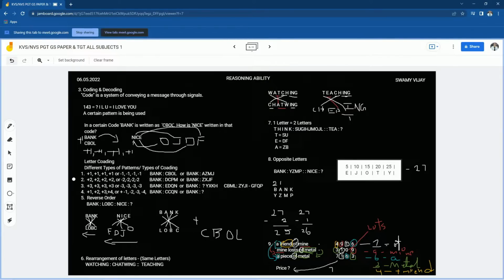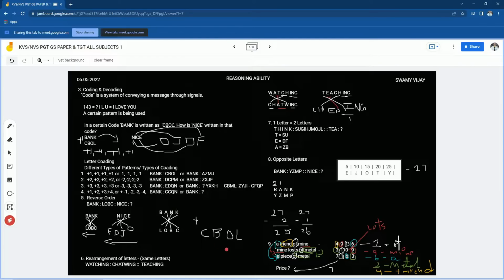Now is this the same pattern being used in the first one, plus 1, plus 1, plus 1? Preeti? Plus 1 is there. Whether BANK has been written as CBOL with the pattern of plus 1 or not, the plus 1 pattern is followed. Have you understood up to here? So BANK has been written as CBOL because the pattern of plus 1 is used in this method. Understood, all of you?